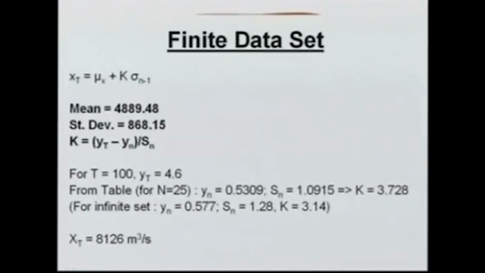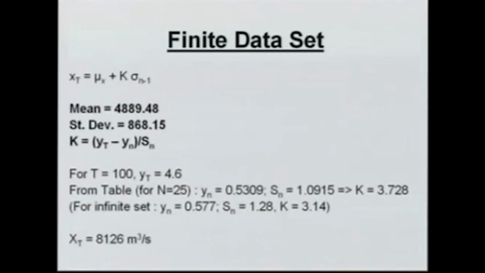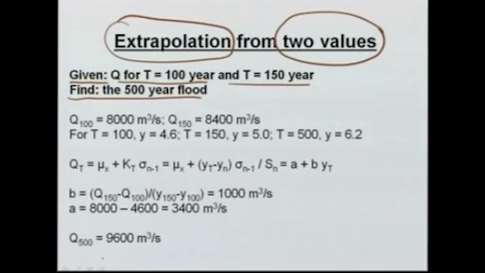The same thing can be done using the graphical technique also, in which we would extend this line and find out for 500 what will be the reduced variable y using this equation, and then corresponding to that y we can find out what is the flood. But using computations also we can estimate that. For example, let us say that Q100 is given as 8000 meter cube per second and Q150 is given as 8400 meter cube per second.